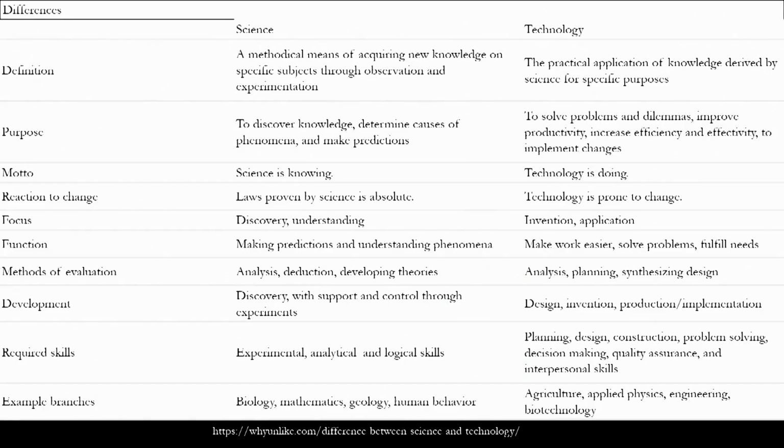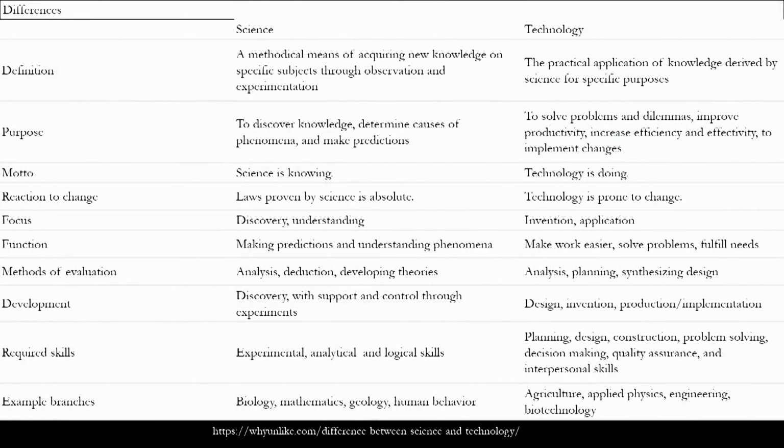Reaction to change. So, laws proven by science are absolute, whereas technology is prone to change. You very rarely see that theories in science change. The theories that were discovered in the past have remained the same in science, because they have been proven phenomena. They have very little scope of change, whereas technology can update itself from time to time. It can keep on having new innovations, and it can keep on updating itself. So, technology is prone to change.